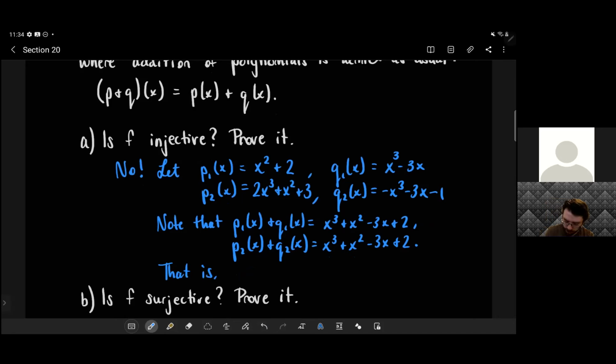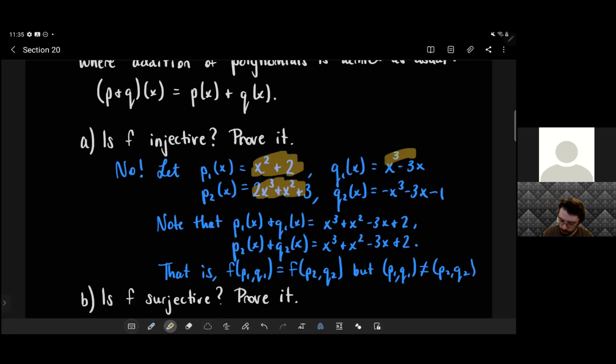So what does this say? Well, that says f of P1, Q1, the sum of P1 and Q1, is equal to the sum of P2 and Q2, but P1, Q1 is not equal to P2, Q2. Right. Obviously, P1 is not equal to P2, Q1 is not equal to Q2.